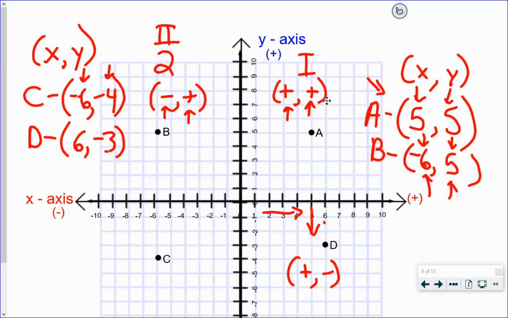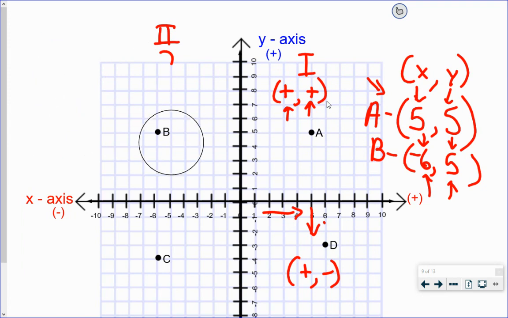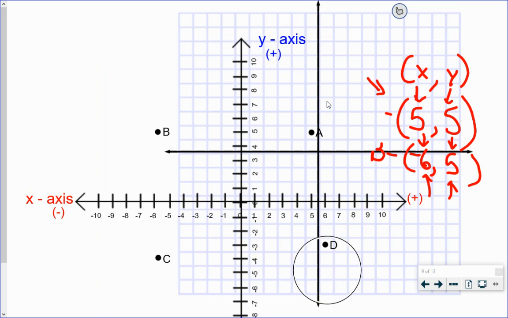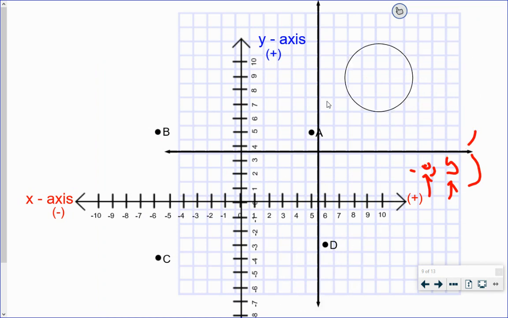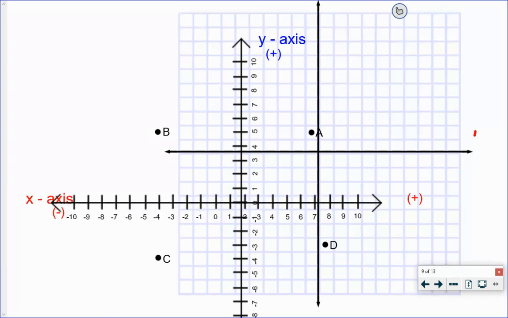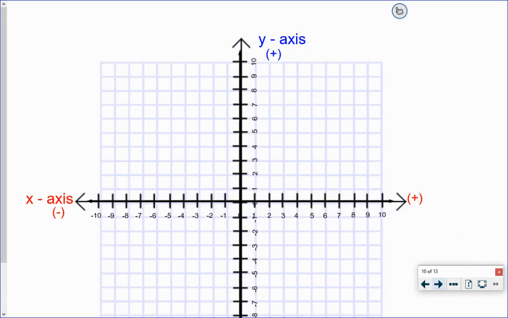Now, what if a point is on a number line? I really messed that up. So let's go to a different screen here. I messed that up so good. Okay, let's go to a different screen.